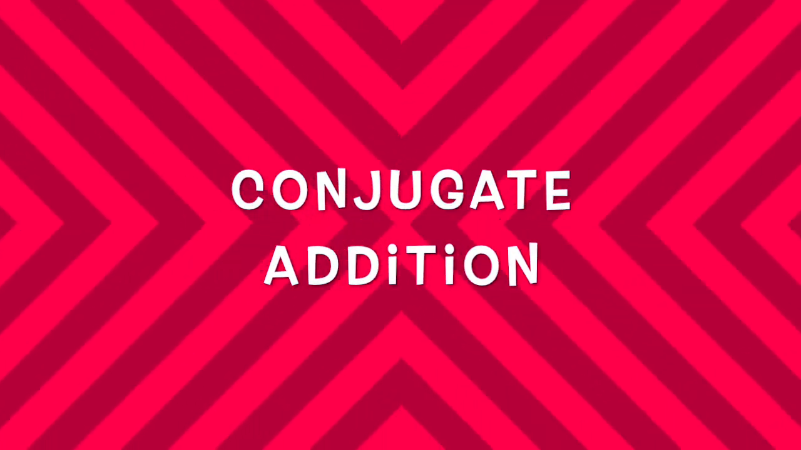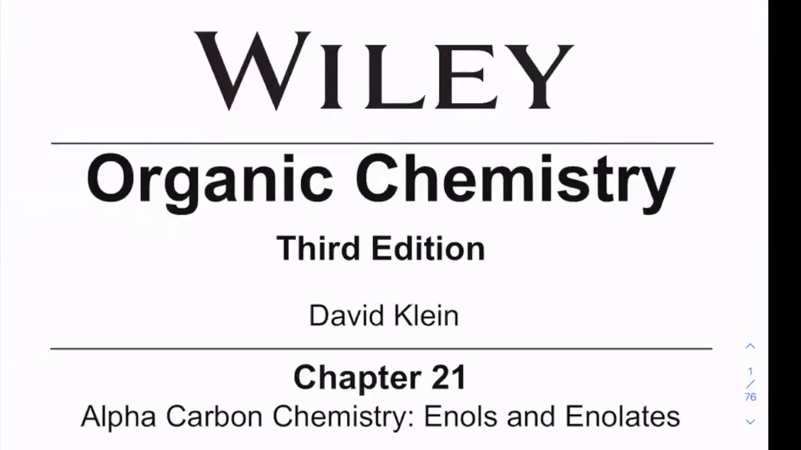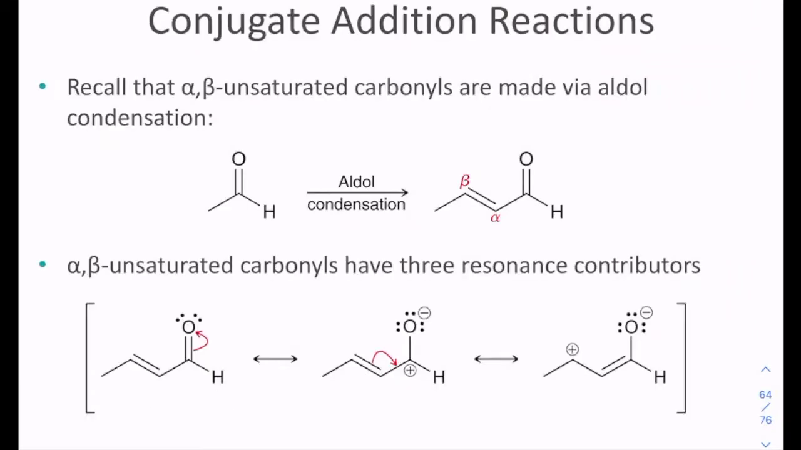Welcome to the video about conjugate addition. This is found in chapter 21. For this reaction, we need to have an alpha beta unsaturated ketone or aldehyde. So the alpha carbon is the first one away from a carbonyl, the beta is the second one away.